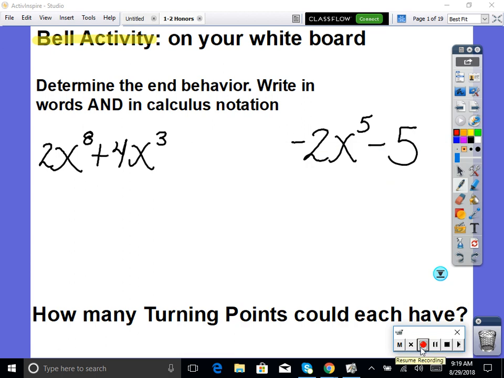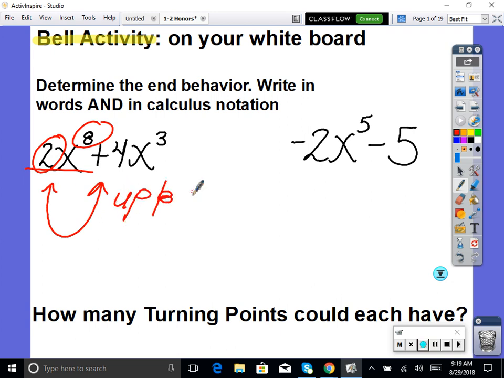All right, so for end behavior in words, it's even, correct? And it's positive right here. So you said it was? Up and up. Up and up. This would be describing it in words.